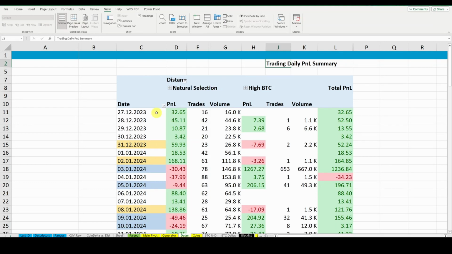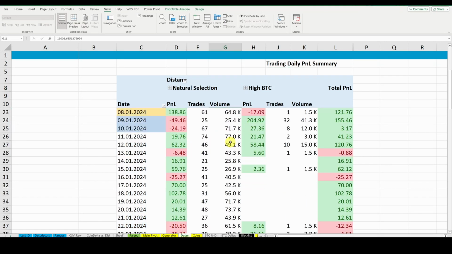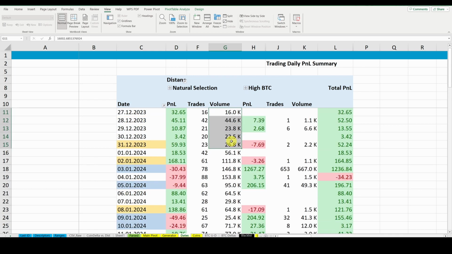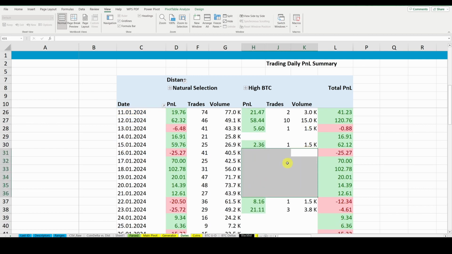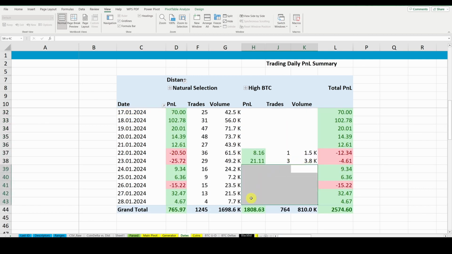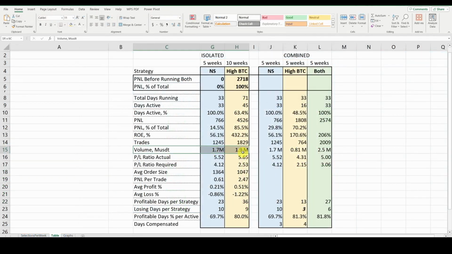During this period, the opportunities were much more abundant on the flat market. Bitcoin was not active enough on 17 out of 33 days. So there was zero opportunities for my specific high Bitcoin setup half of the time. In terms of overall volume, natural selection achieved almost the same number in 33 days as high Bitcoin did in 71 days. Now we come to the most interesting bit.